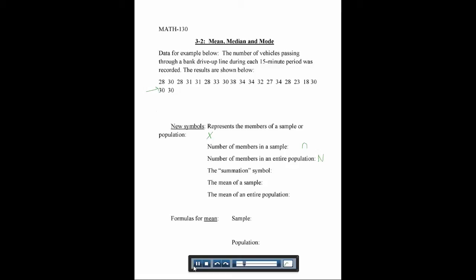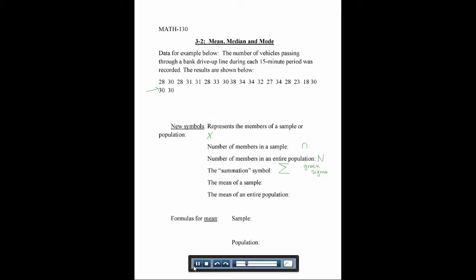Often in statistics, we'll want to add something up, or even in other branches of math. When we want to add something up, we use what's called the summation symbol. It's actually a capital Greek sigma. If you see that symbol, it means add everything after it up.